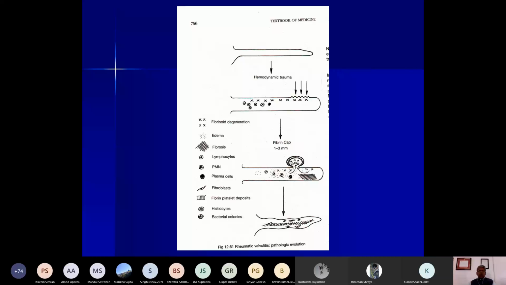But what happens is that when there is inflammation, there is a swelling. You can see the increase in the thickness of this particular layer, and there is deposition of fibrinoid degeneration, the lymphocytes, the polymorphonuclear cells, the plasma cells, and so many things come along with the inflammation, and then this leads to fibrinoid degeneration and leads to scarring. This scarring causes contraction of the superficial layer of the endothelium, so the endothelium becomes rough or corrugated.